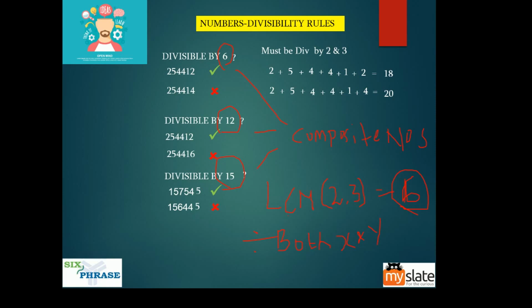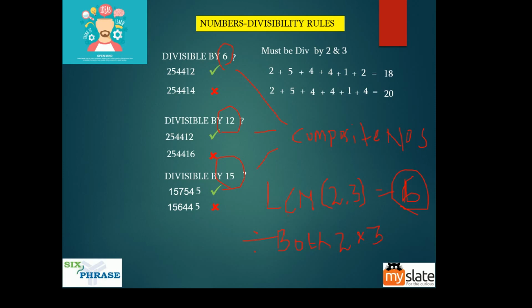I told you it should be divisible by both x and y. So if a number should be divisible by 6, it should be divisible by both 2 and 3. Okay, so I'm going to rub this off. So this should be divisible by both 2 and 3. Okay, so this is what it means when I say a composite number. Find the LCM of those two numbers, which must give you the composite number.